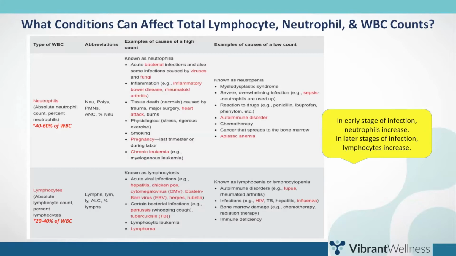Inflammation may affect the neutrophil count, as can physiological stress, rigorous exercise, smoking, and pregnancy. As far as lymphocytes, similarly, acute viral infections, think about how many patients you're working with with acute or recurrent reactivation of cytomegalovirus or Epstein-Barr virus. So there are so many factors that can influence the neutrophils and the lymphocytes, not to mention autoimmune disorders, looking at either high or low neutrophils and lymphocytes.